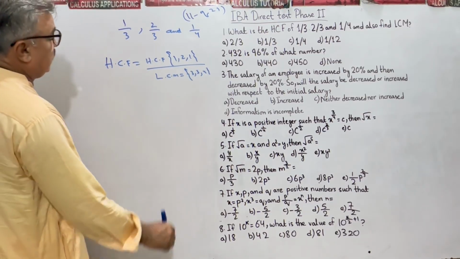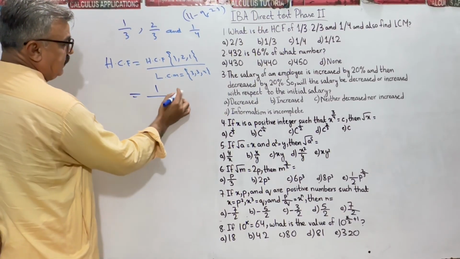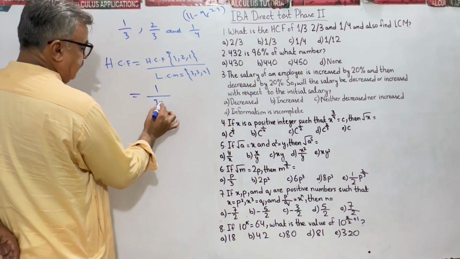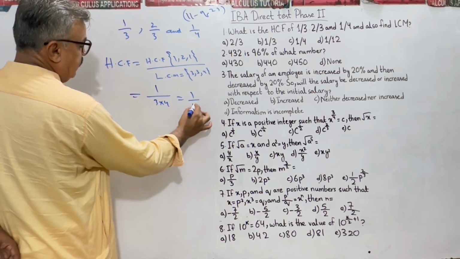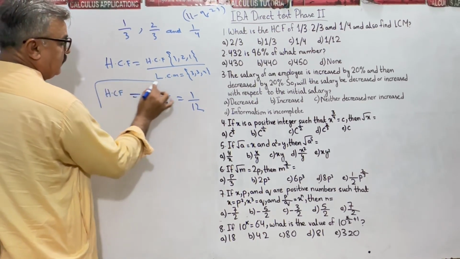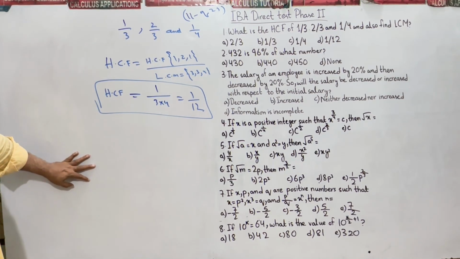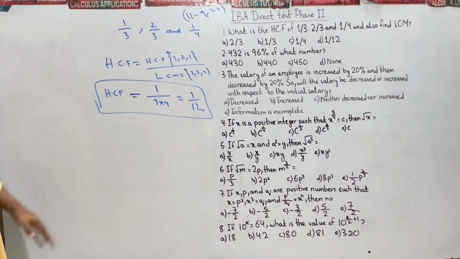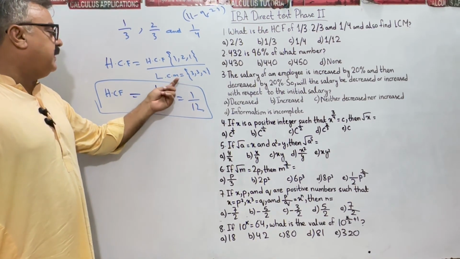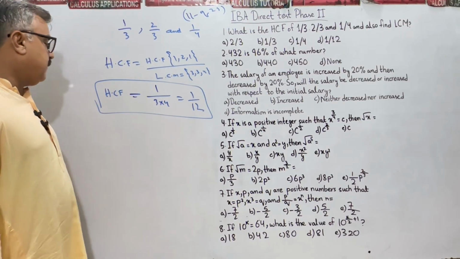Let's find its HCF. The highest common factor of 1 and 2 is 1, no doubt. What is the LCM of 3, 3 and 4? It's 3 times 4, that is 12. So the HCF is 1 over 12. To find the highest common factor of fractions, take the numerators, find their HCF, and divide by the LCM of their denominators.